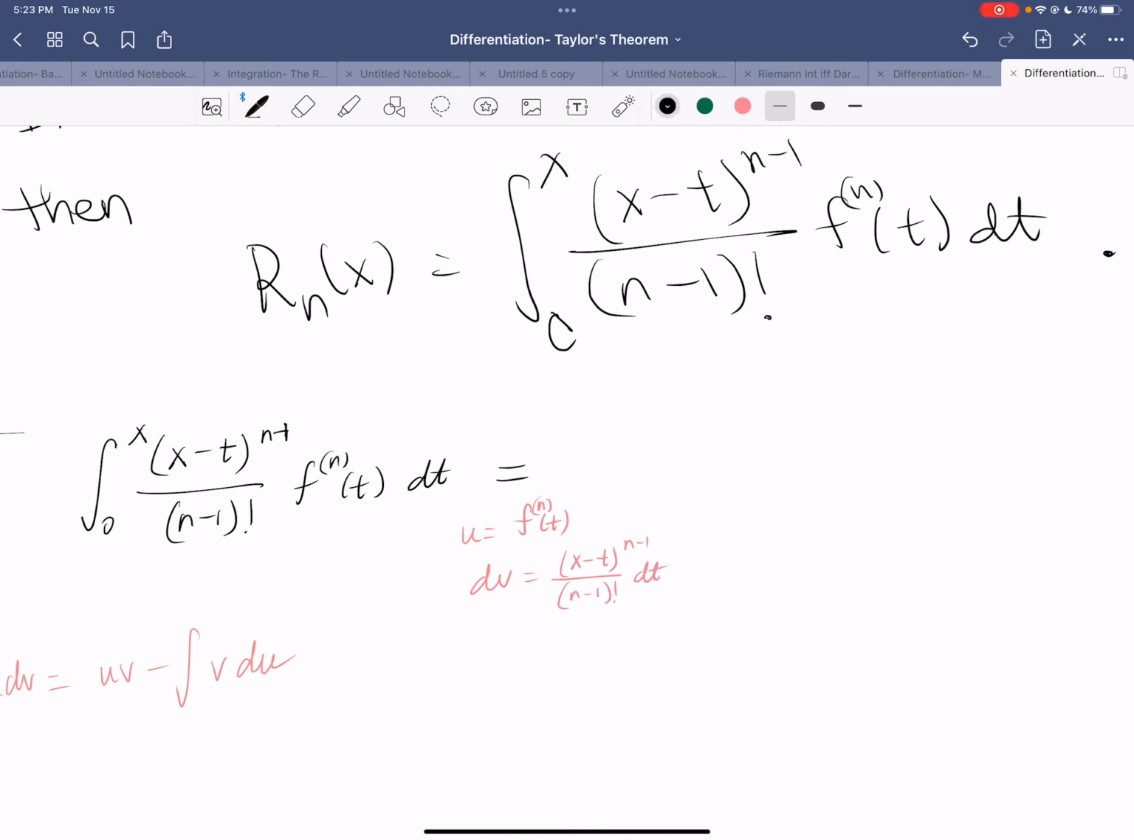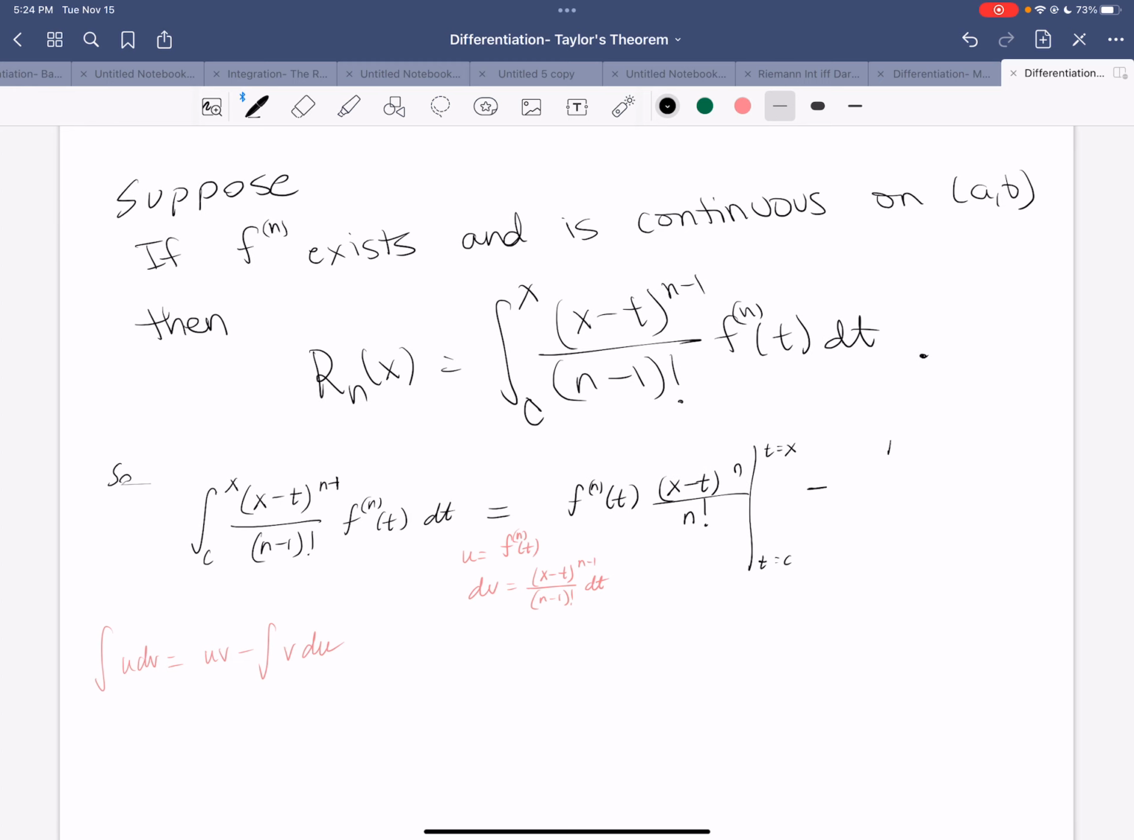So with that, I'll have uv, and v is going to be (x minus t)^n over n factorial, evaluated at c and x, minus the integral of v du. So it'll be (x minus t)^n over n factorial, that's my v. And then du will be the (n+1)th derivative of f dt. Okay?